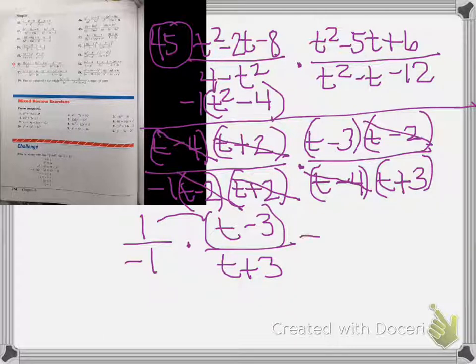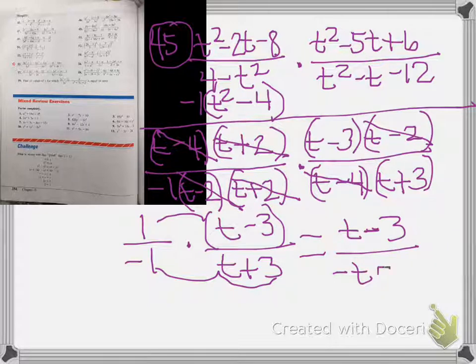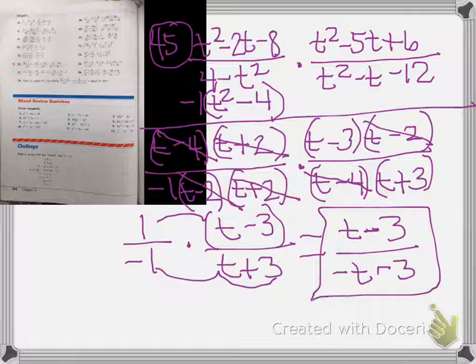1 distributed will get me t minus 3 on top. Negative 1 distributed will get me negative t minus 3 on the bottom. And they are not like terms because it's negative t minus 3 and this is positive t minus 3.